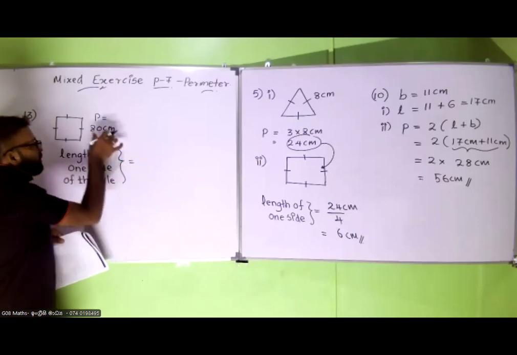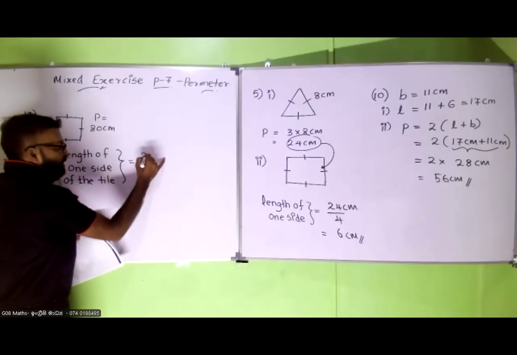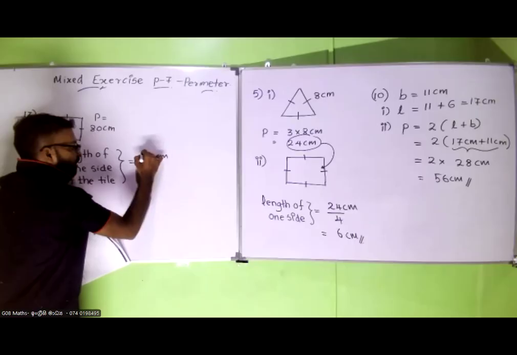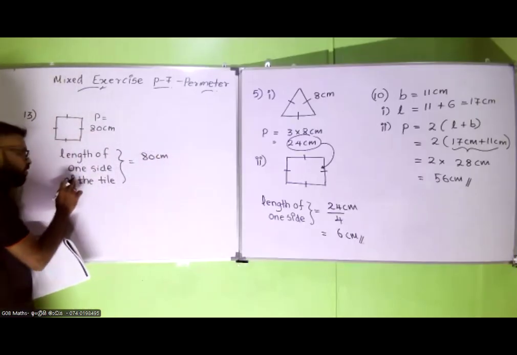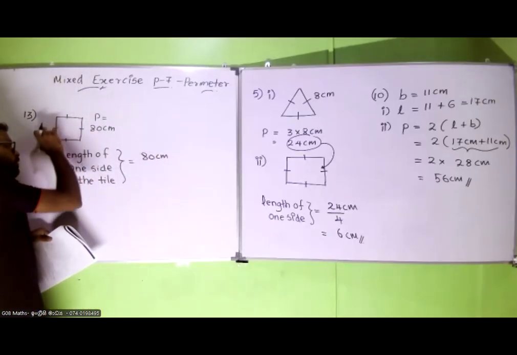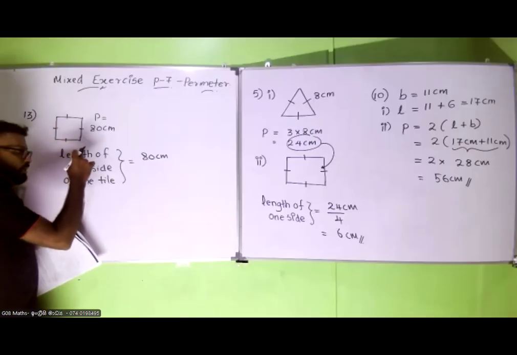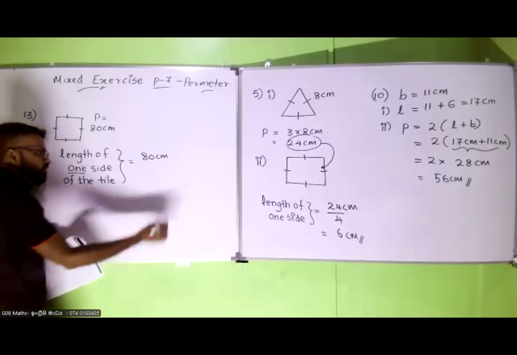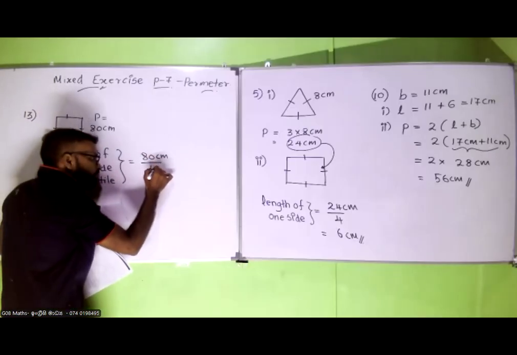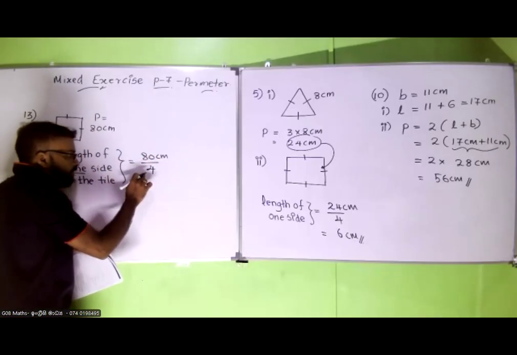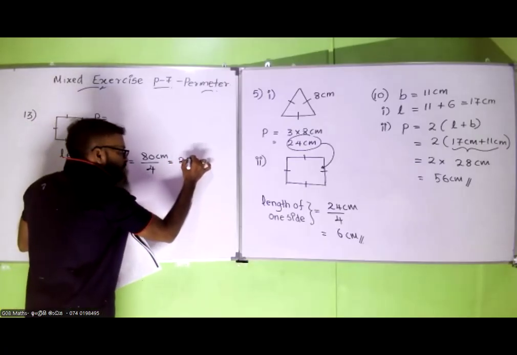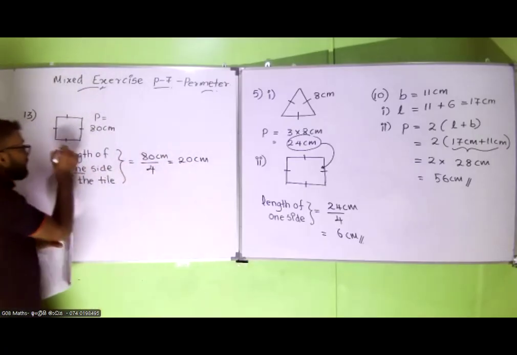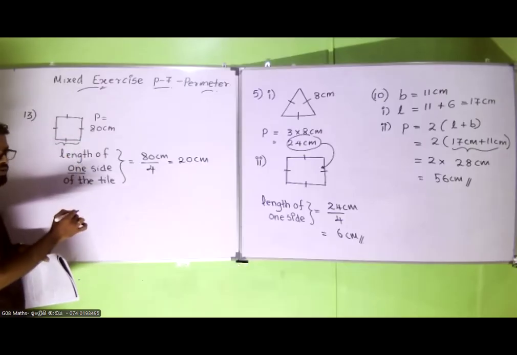How are we going to find it? The perimeter is 80 centimeters. How many sides do we have? 1, 2, 3, 4 sides for a square shaped tile. If you want to find the length of one side, we have to divide this perimeter by 4. 80 divided by 4 means 20 centimeters is the length of one side.